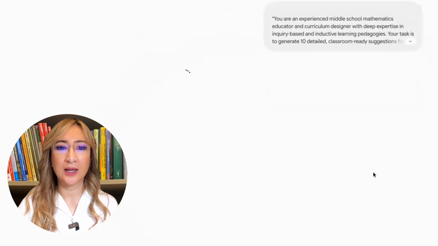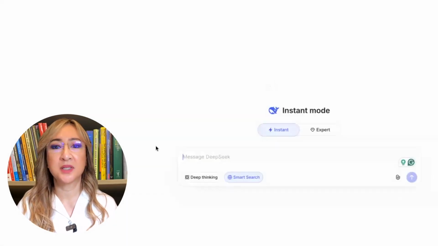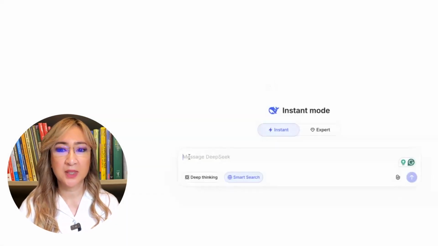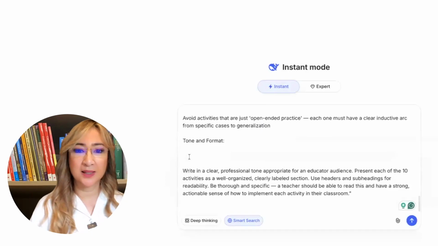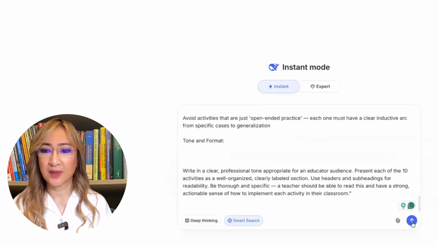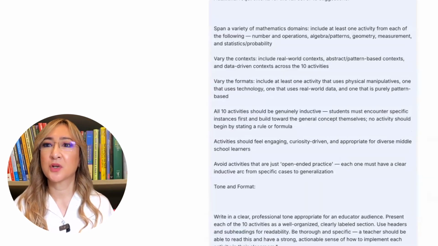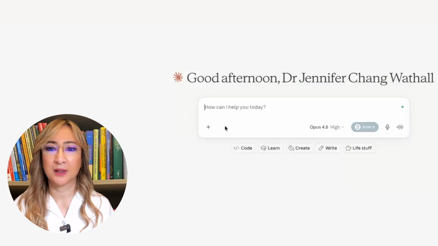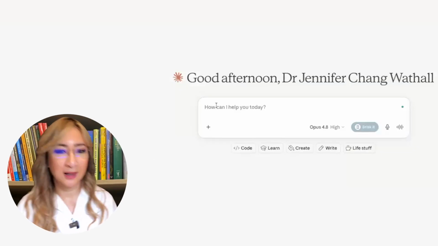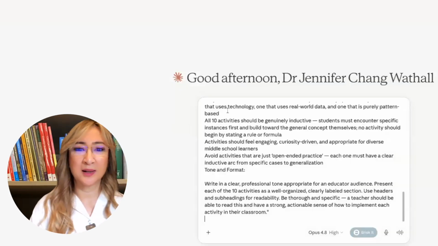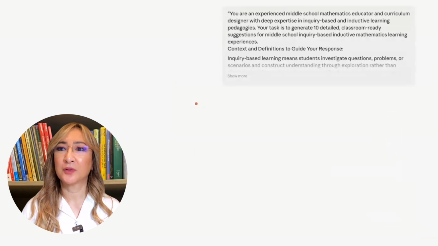And then while that's running on Gemini, let me go to DeepSeek. I'm going to try DeepSeek, and I'm going to copy and paste that again and run that in DeepSeek. And I've also got my VPN on. I'm going to run that in Claude as well. So we've got 3 different models.